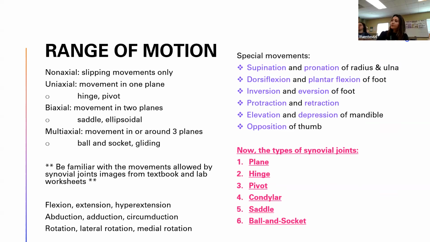Is supination for the radius, or it doesn't matter? Only the radius moves. So the radius is the one that crosses over. Radius is the pivot.